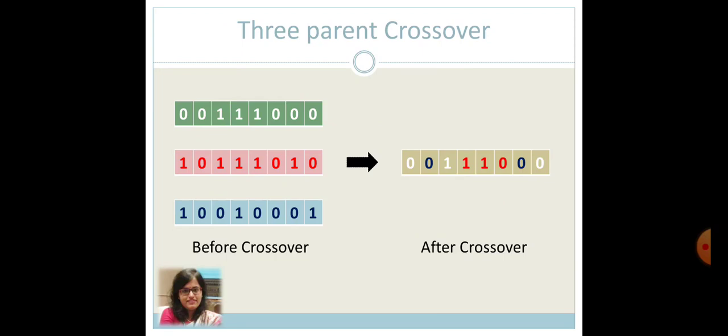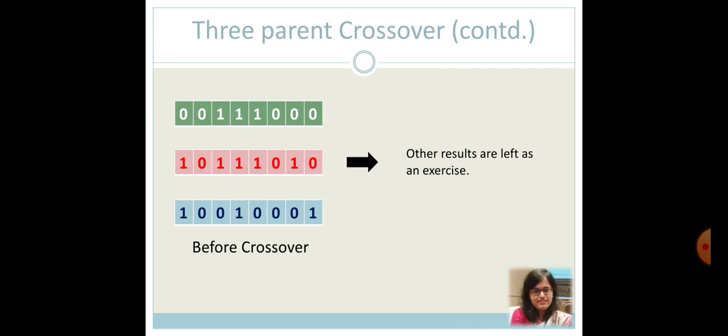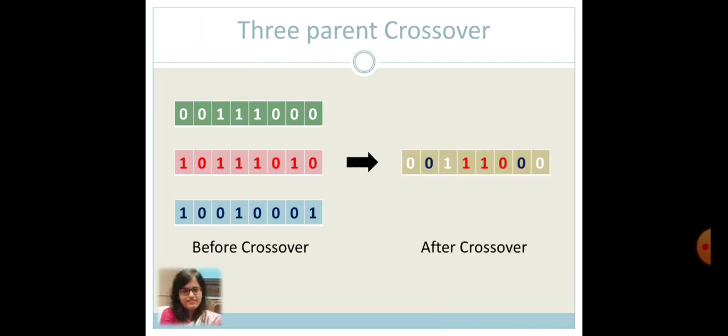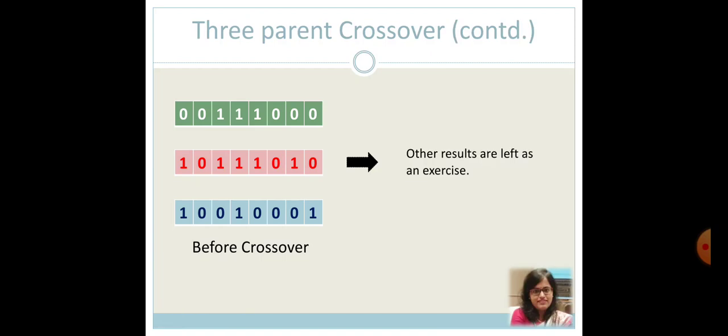And in the 3 parent crossover, how many children should there be? Just to understand, in the 2 parent case we get 2 child populations. So with 3 parents, 3 child populations should be there, and I have given the result for only 1 child. So there will be 2 other children. That is kept as an exercise for you.